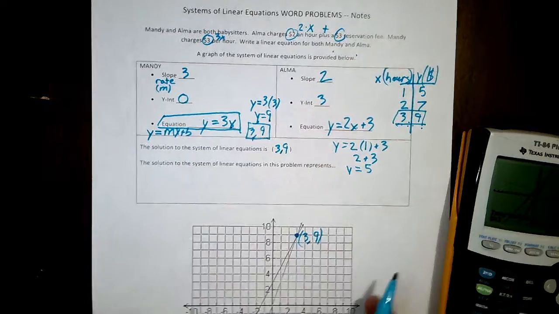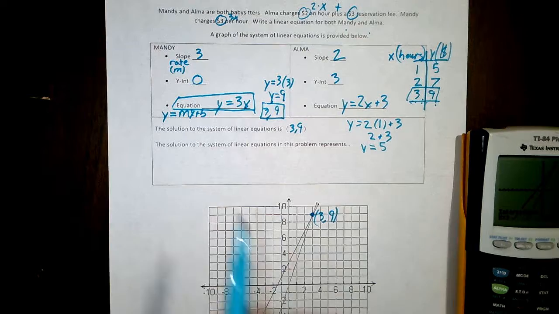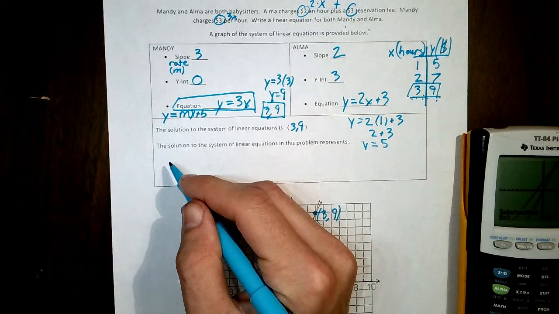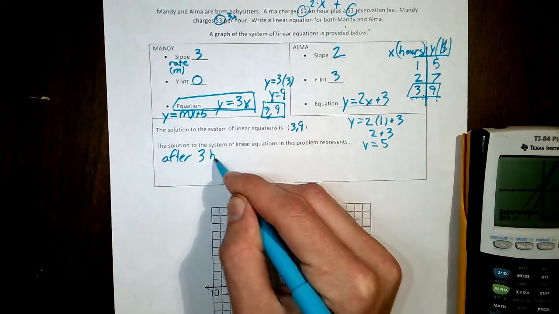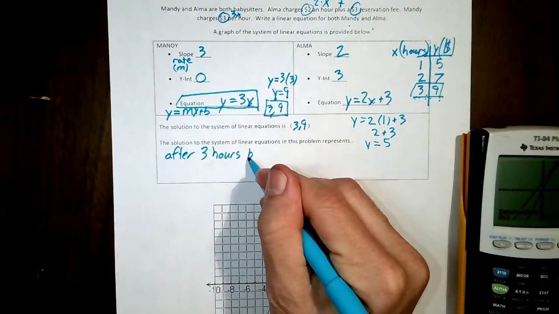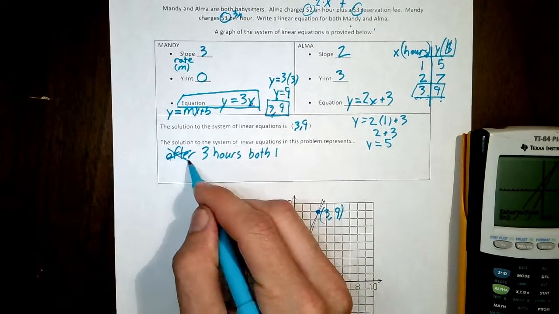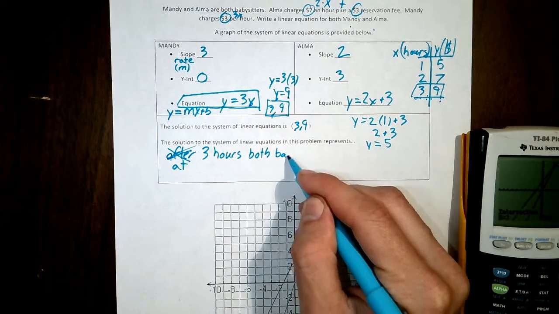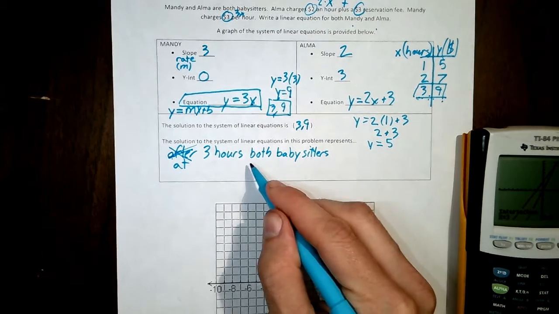All right, and then the solution to the system of linear equations in this problem represents, well, what does it represent? It represents that at 3 hours, both babysitters cost the same.